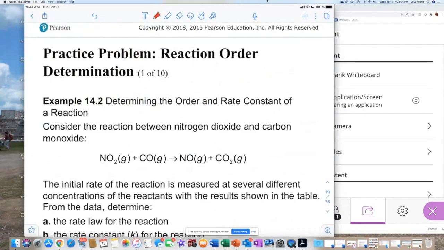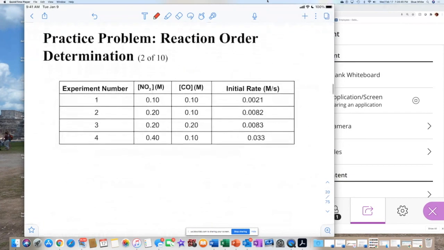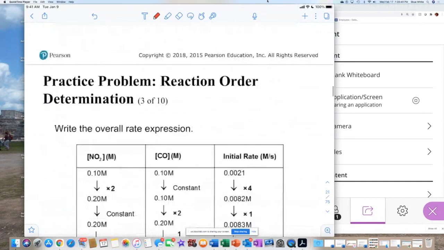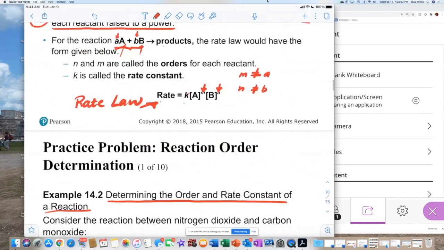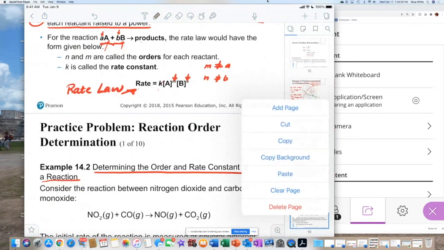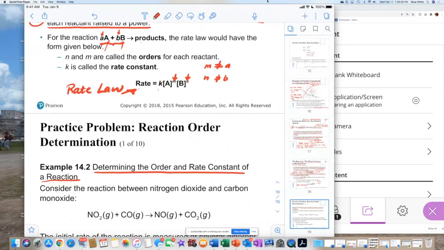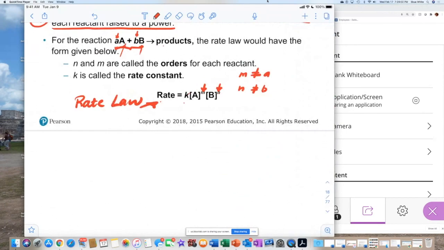So let's go ahead and actually get to a real question where we have data from experiments. Here we're told, determine the order and the rate constant of the reaction. I feel like a lot of slides were skipped for some reason, so I want to go ahead and define what the order of reaction is. M and N are actually called orders of reaction. Let me add a page here and define that.